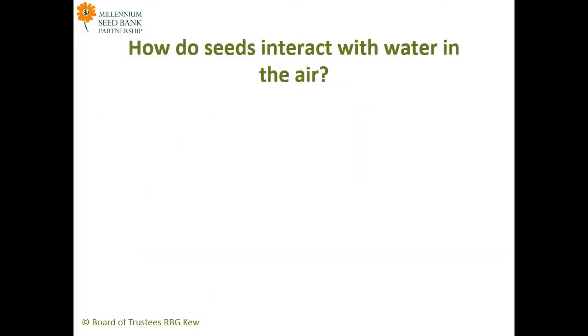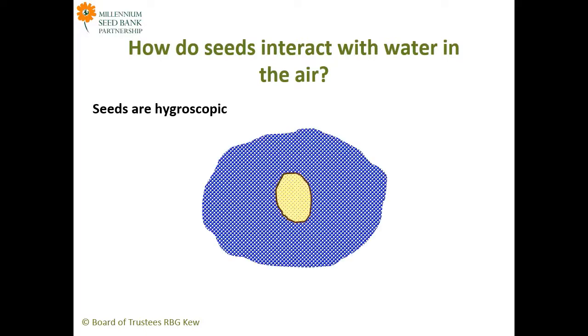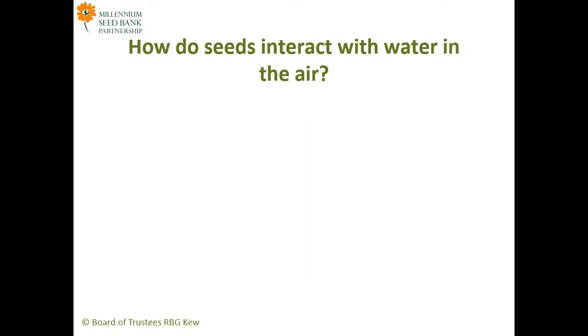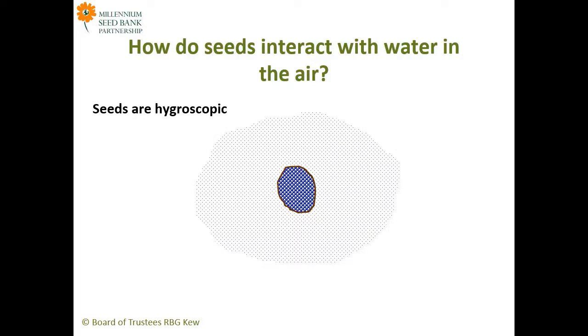So we know about the structure. Now we need to know a little bit about seed physiology, specifically how it interacts with water in the air. The first thing to know is that seeds are hygroscopic. This means that when the seed is drier than the air around it, the water in the air moves into the seed, like so. And this happens the other way around as well. When we have a wet seed, much wetter than the surrounding air, the water moves out of the seed and into the air.